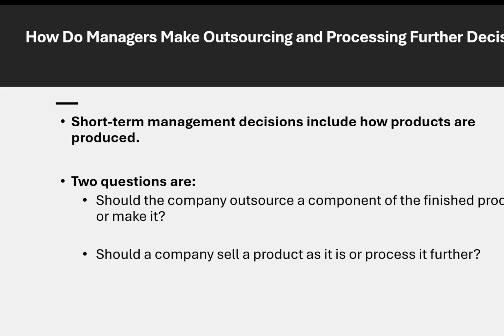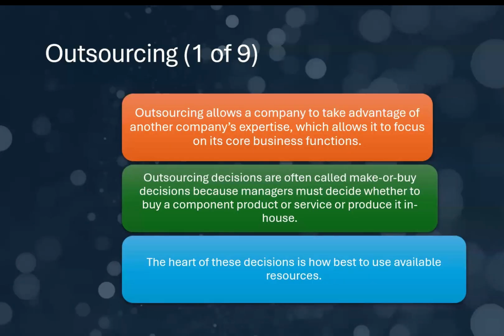Short-term management decisions include how products are produced. The two questions are, should the company outsource a component of the finished product or make it? Or should a company sell a product as it is or process it further? Many companies choose to outsource products, and they also outsource services. For example, a hotel chain may outsource its reservation system.